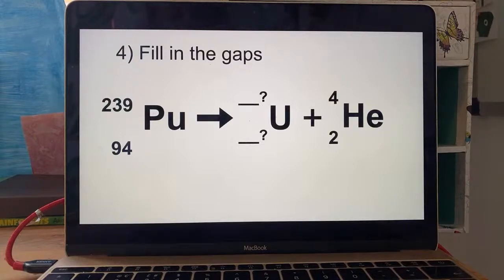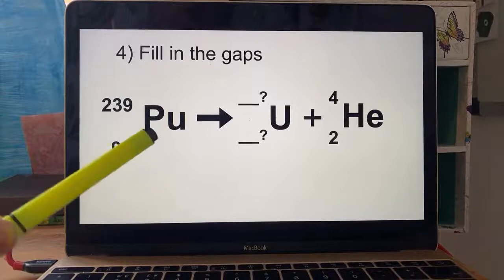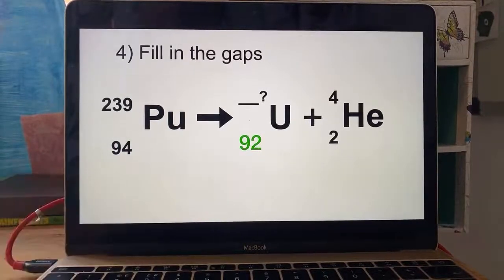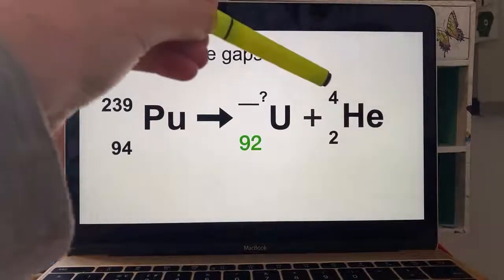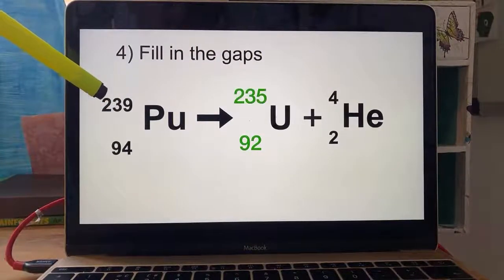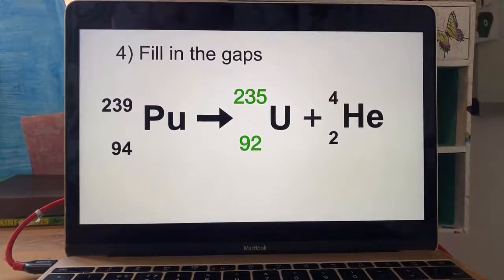The answer is, well, it's given off 2 protons, so it must have 2 fewer protons, and it does, 92. And it's given off 4 neutrons and protons mixed together, so we need to take 4 away from 239, and you get 235. Splendid. And that is the end.